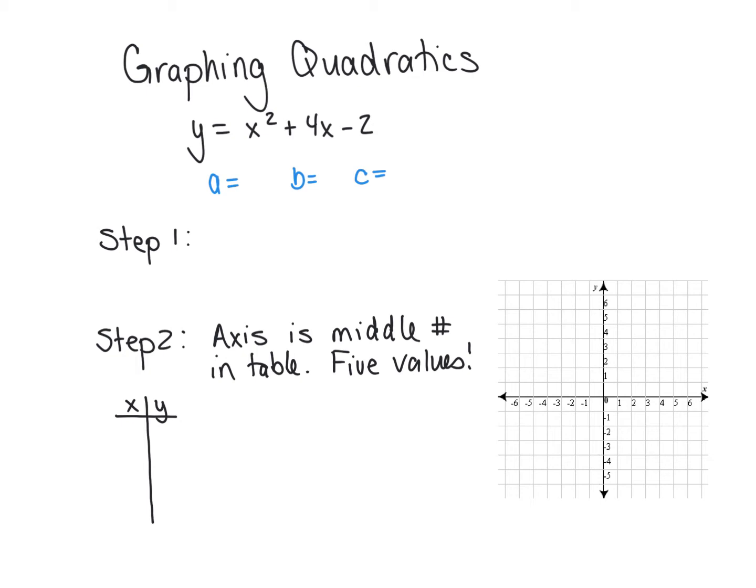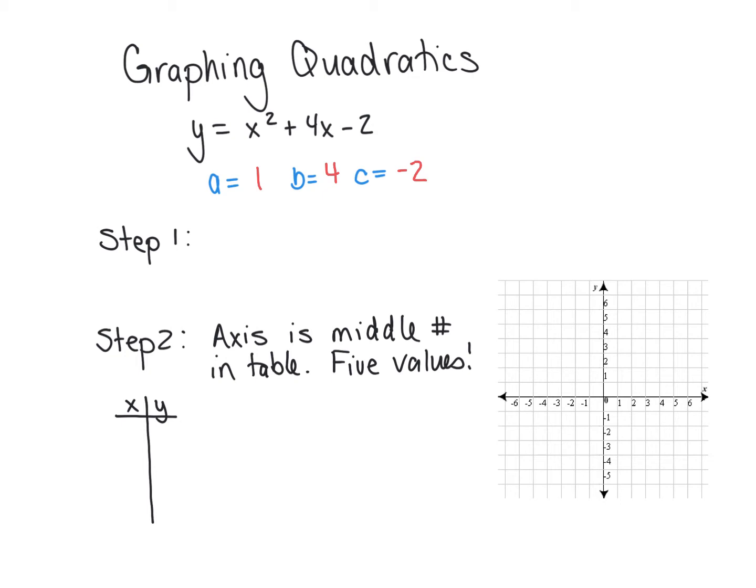A is always the number that is in front of the squared term. So in our example here, our a is 1. Our b is always in front of just regular x, and so it's 4. And our c is -2. So remember to include the signs that are in front of these numbers, because it would make a huge difference if you didn't include those signs.